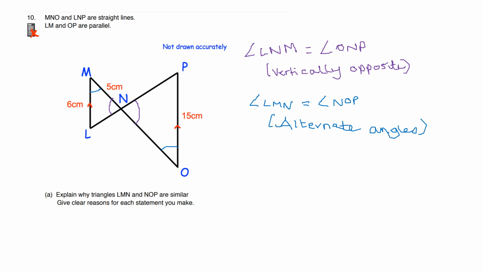Finally, we've got angle NPO and angle MLN, and those are also going to be equal. So MLN is equal to NPO, and again those are alternate angles.